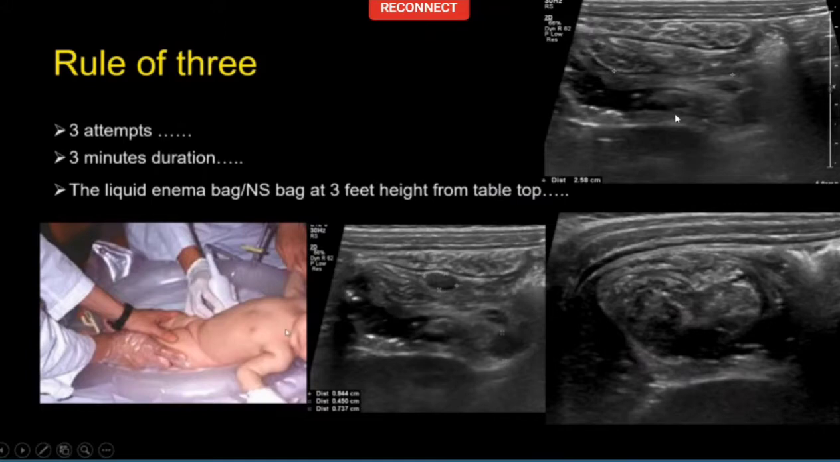As well, before we go ahead with the rule of 3 for hydrostatic intussusception reduction, we have to consider that there is vascularity in the bowel and there is no necrosis, as well as there is not too much ascites, because these two are absolute contraindications for hydrostatic ultrasound guided intussusception reduction.